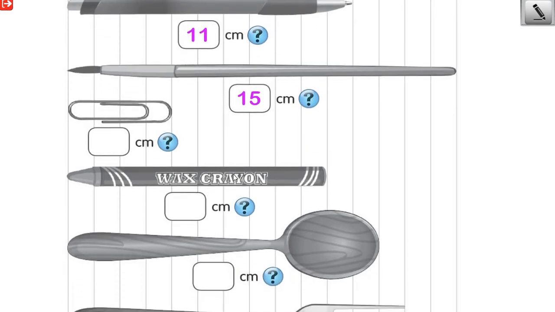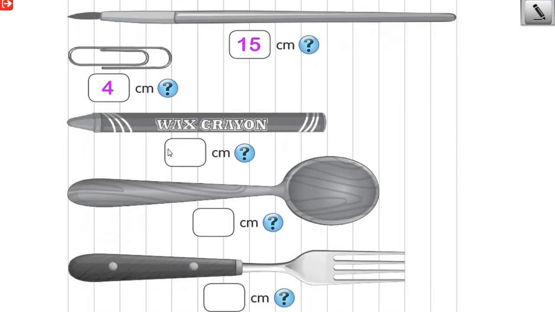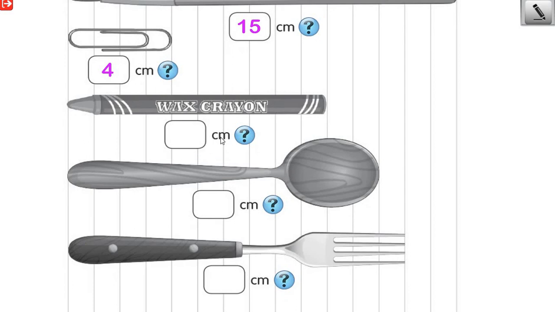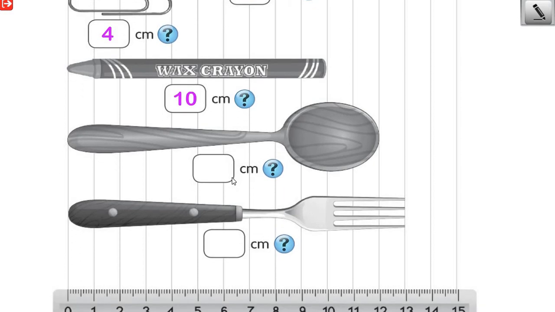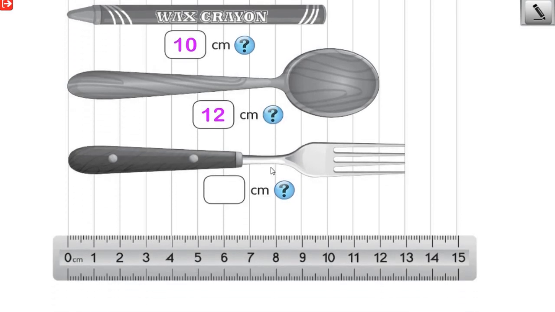And then how about the paper clip? Another 5 seconds. The paper clip is 4 centimeter. Okay, how about the crayon? Another 5 seconds. Crayon is 10 centimeter. How about a spoon? Another 5 seconds. The spoon is 12 centimeter. And how about the fork? The fork is 13 centimeter.